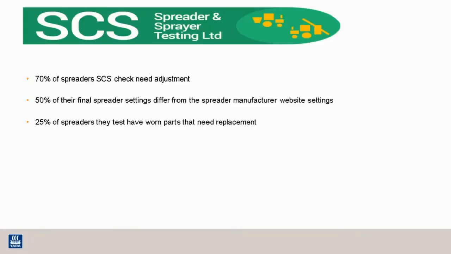Spreader and Spread Testing Limited is one such business offering this service, and we asked them about their experience when undertaking tray tests on farm. They said that 70% of spreaders they check need adjustment, and that includes even new ones with factory settings. 50% or so of the final spreader settings differ from the spreader manufacturer website settings, but they often use these as a starting point. And when not available, their engineers assess the product characteristics or use information on their own extensive database. They also find that 25% of the spreaders they test have worn parts that need replacement.